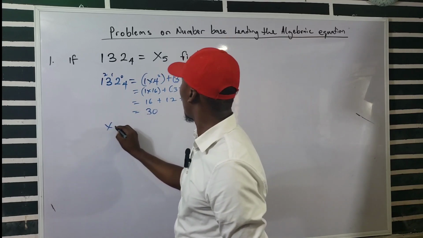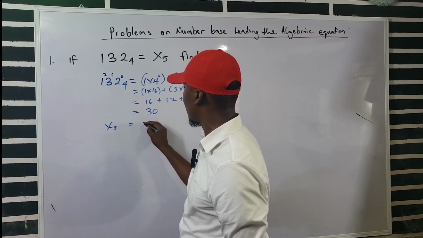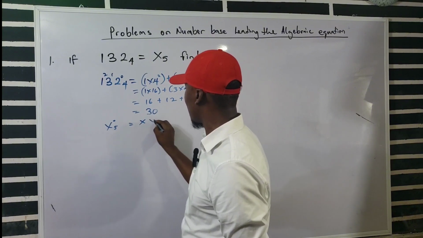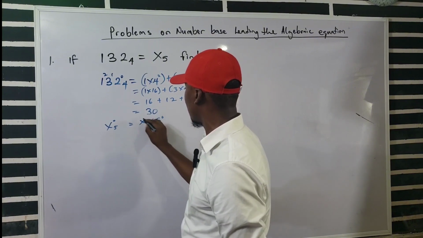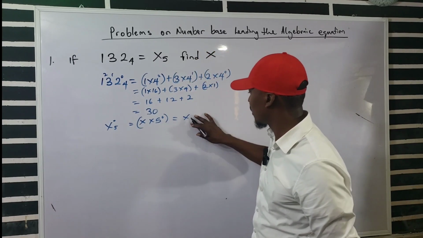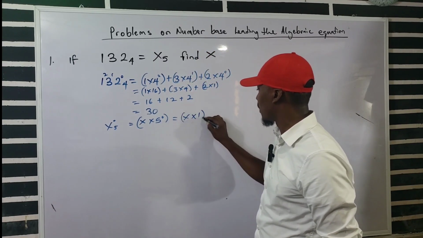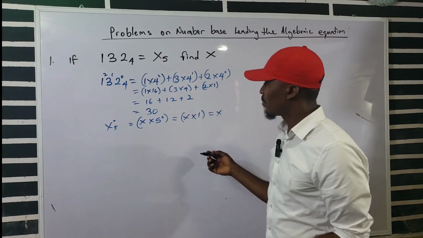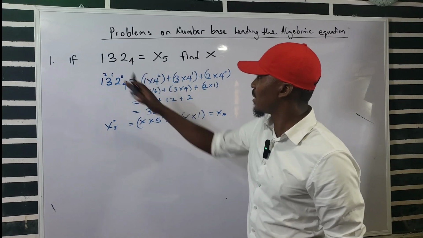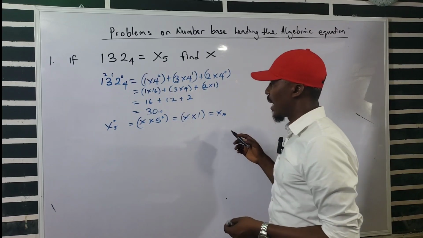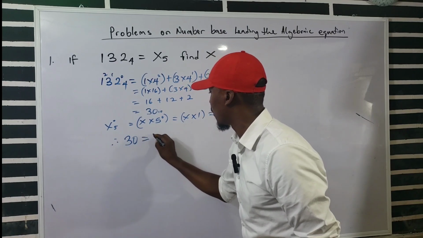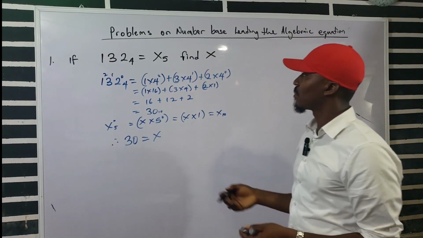Then x in base 5 converted to base 10 will give you, put 0 here, x times 5 raised to power 0. So that will give you x times 1, and that will give you x. So x in base 10, 30 in base 10. This is the left-hand side, and this is the right-hand side. So you equate the two. Therefore, 30 is equal to x.